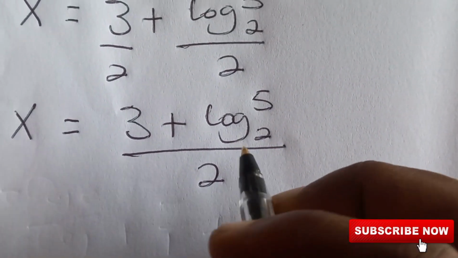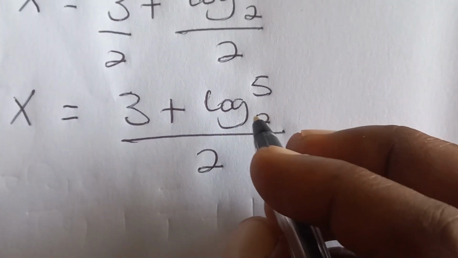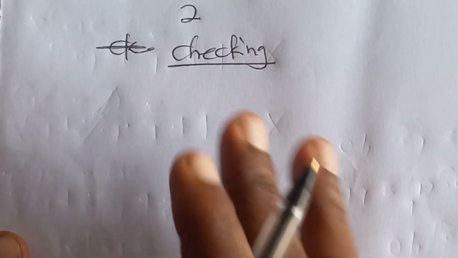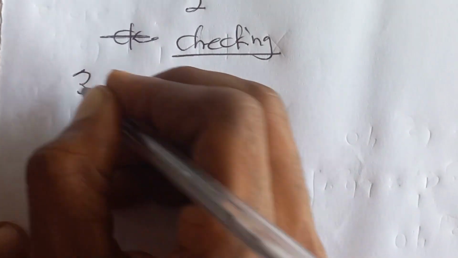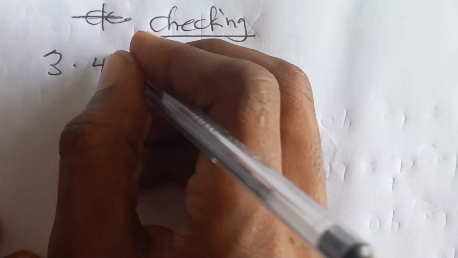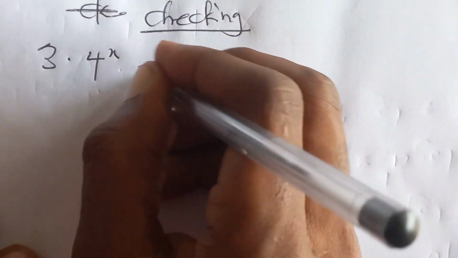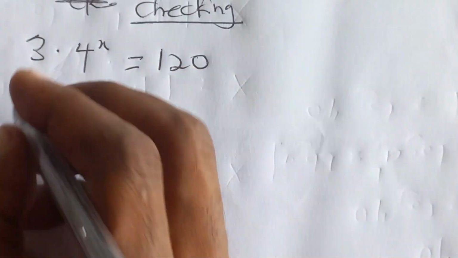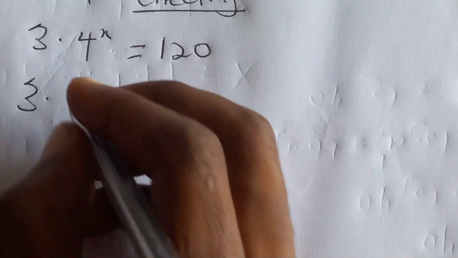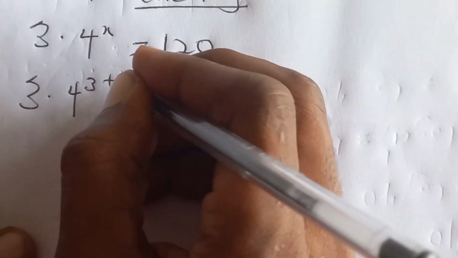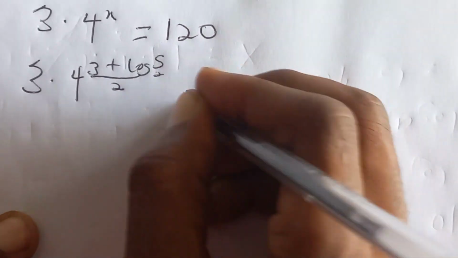So now we have to check whether the answer that we are having is correct. So let's do the checking. In our expression from the beginning, we were having 3 multiplying by 4 exponent x, which was equal to 120. So now our x is this. So you get 3 multiplied by 4 exponent 3 plus log 5 base 2 all on 2, which is equal to 120.